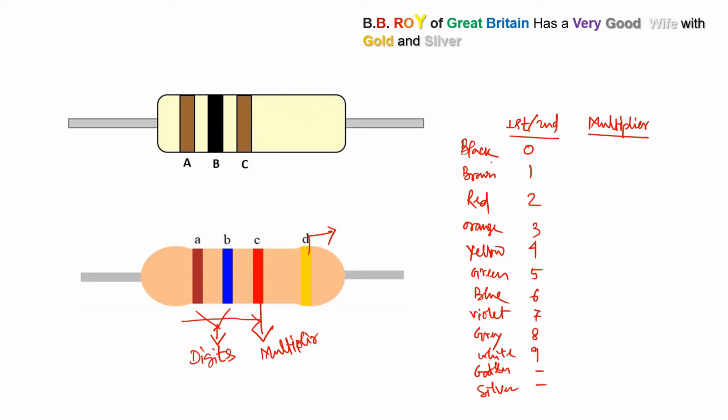So for multiplier, the corresponding value for black is 10 to the power 0, which is 1, and then for brown it's 10 to the power 1, that is 10, and gradually the power increases till white. For gold it's 0.1, and for silver it's 0.01.